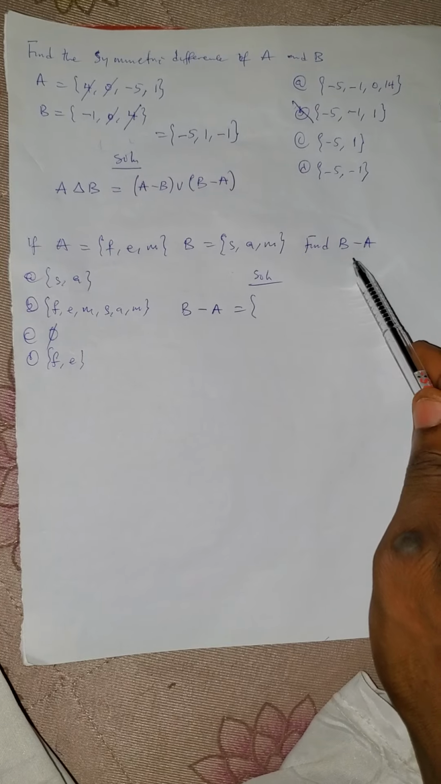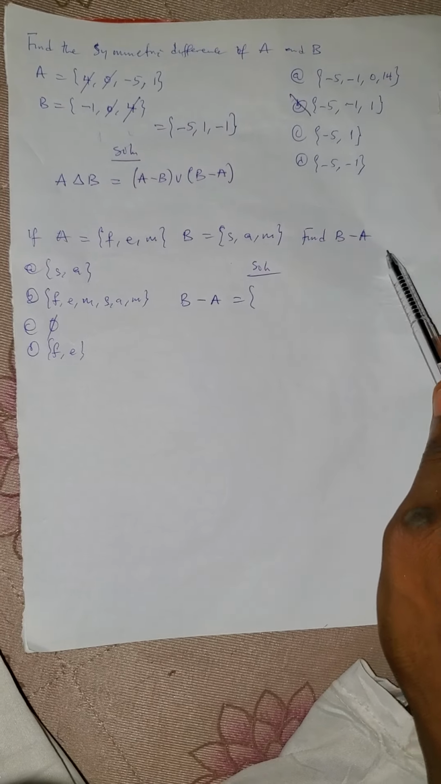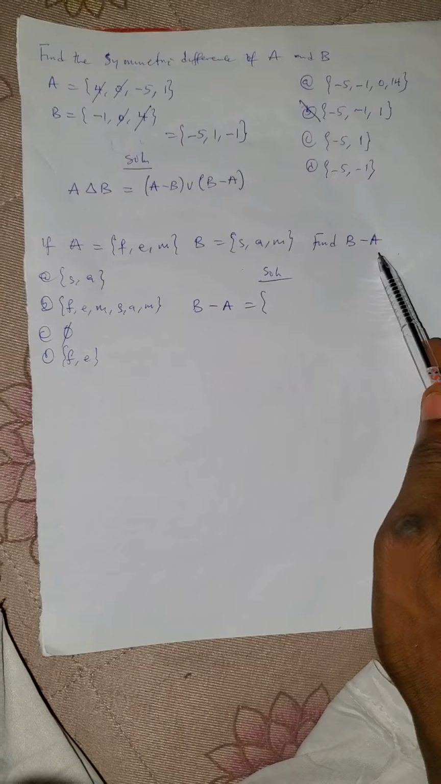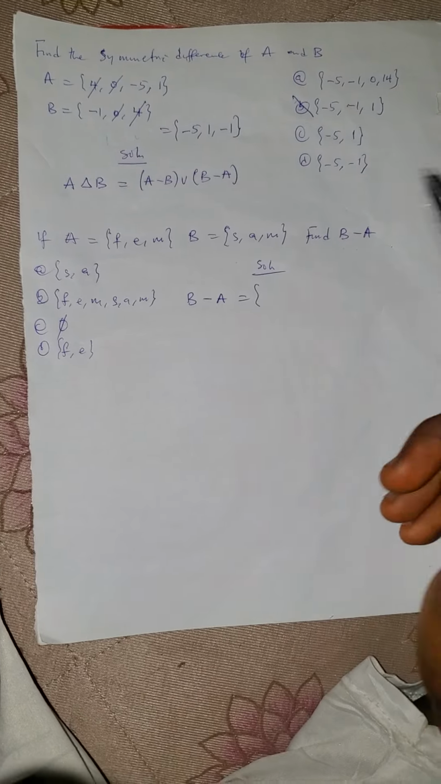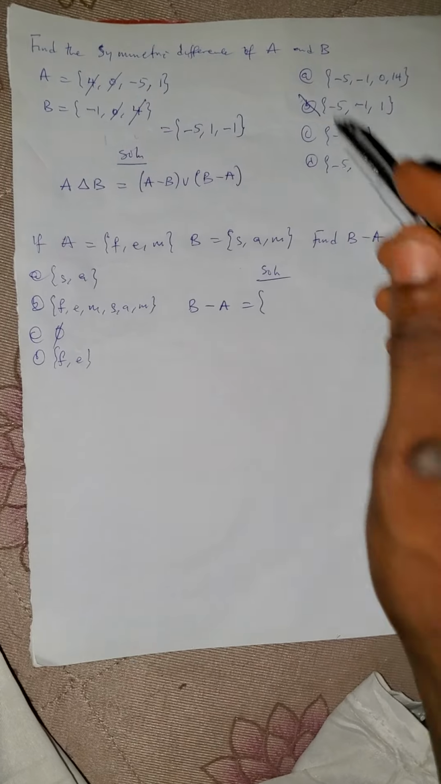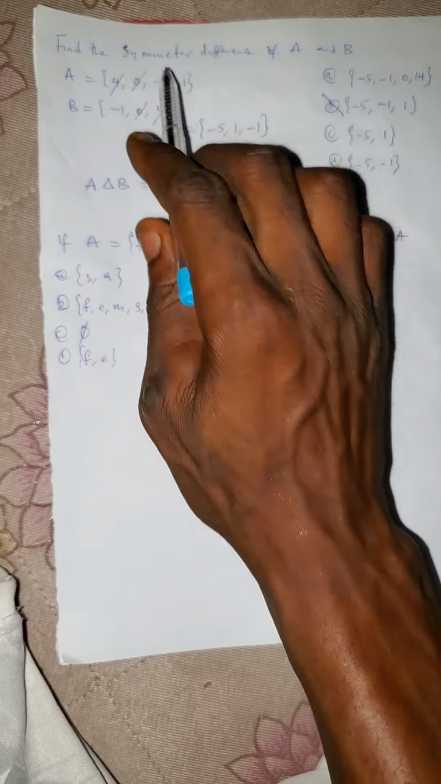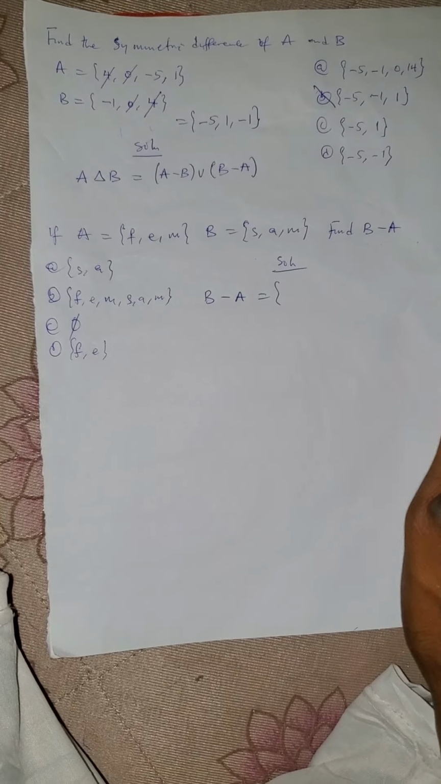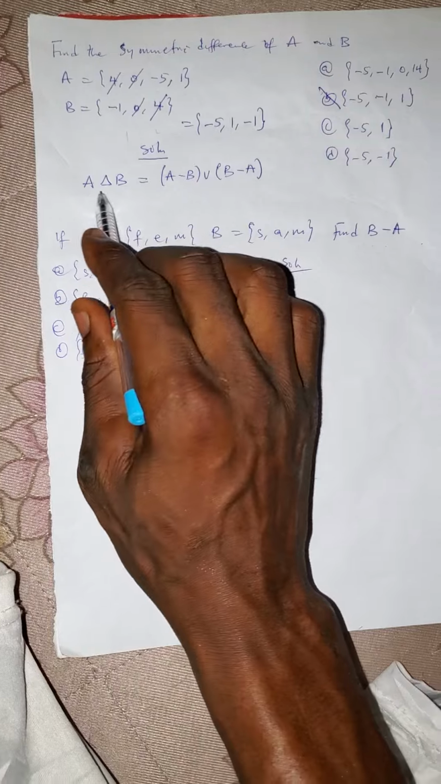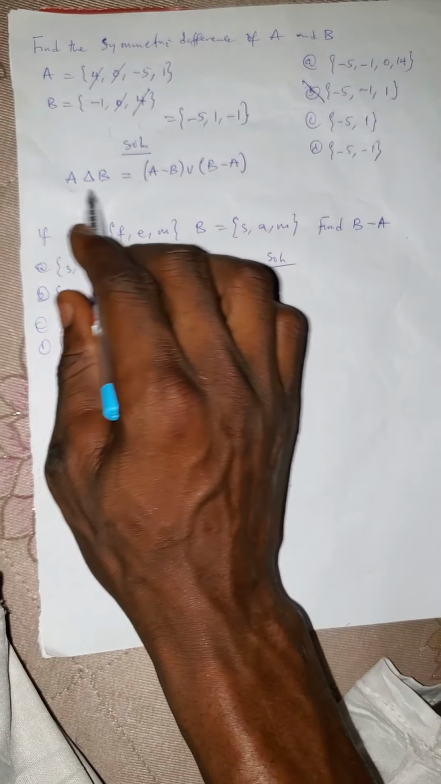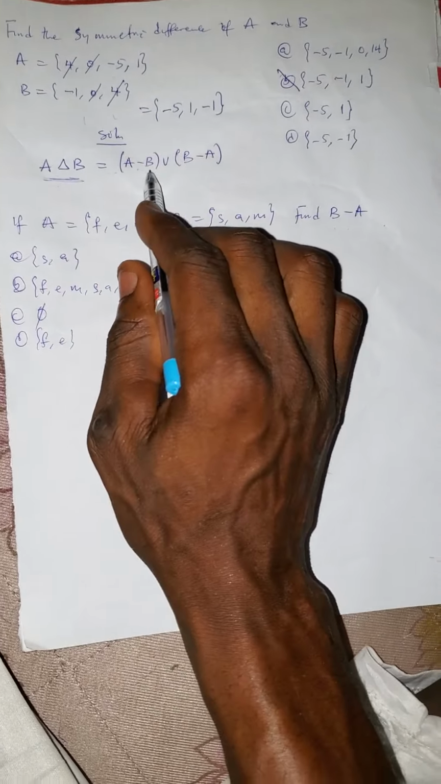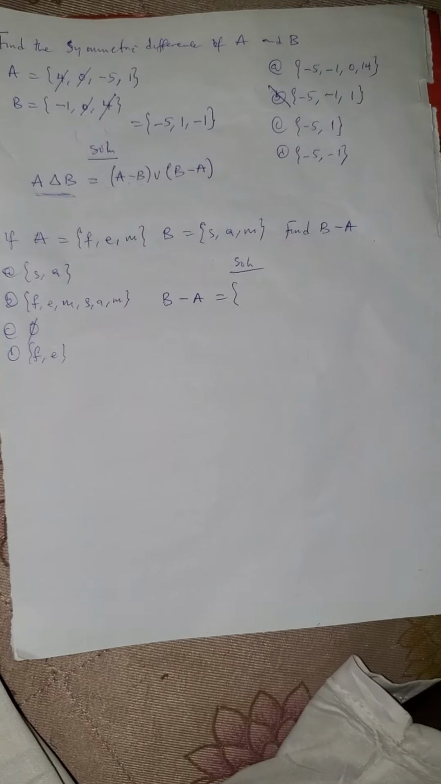They can say, find the difference between B and A. Difference between B and A, you understand? Or they may say find B and A as it says like this. Now the thing is that symmetric difference is different from difference. Symmetric difference between two sets is A minus B union B minus A.